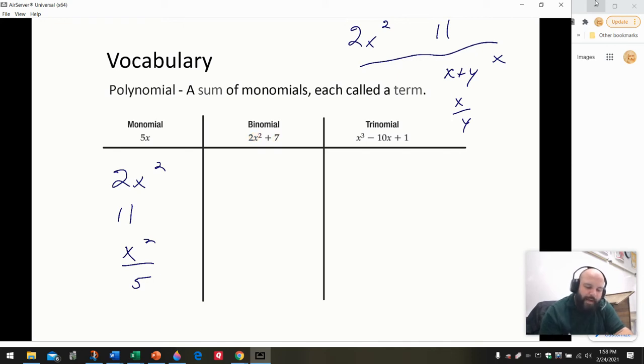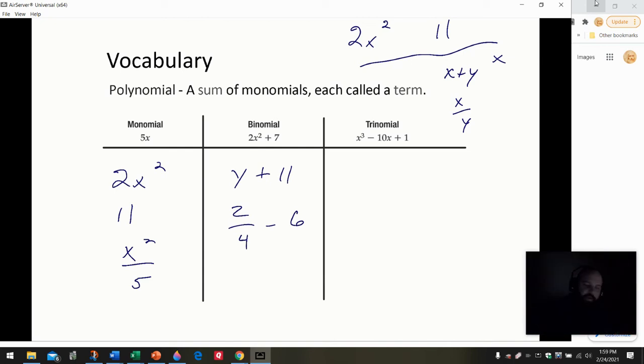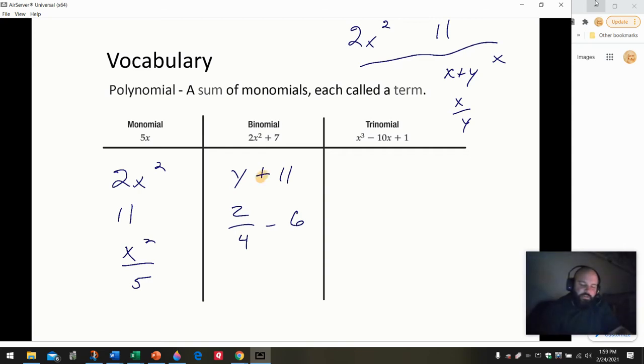Another example of a binomial would be, I don't know, y plus 11. So since there's a plus, it separates those two things, and there are two terms. We could have z divided by 4 minus 6. That would also be a binomial. So anything with two separate terms that are being separated by either an addition or a subtraction sign.